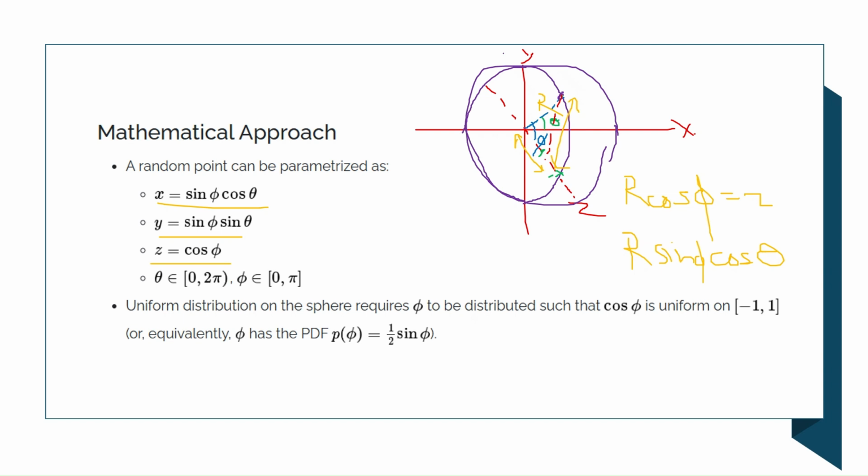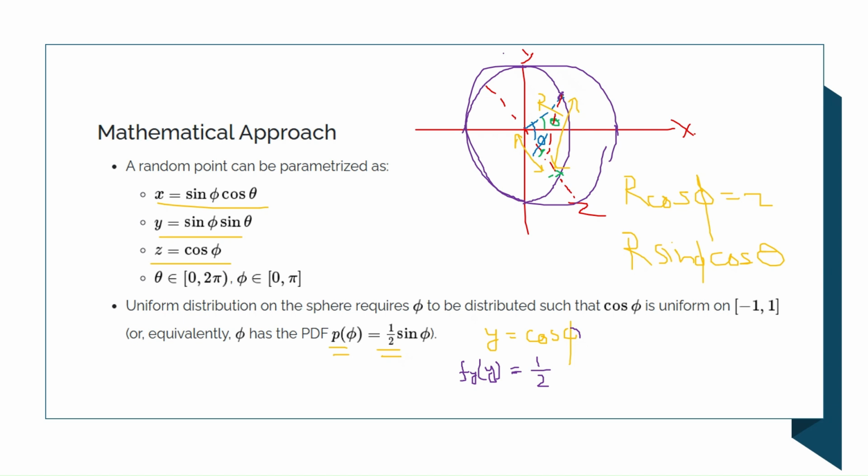Now, phi is distributed such that cos phi is uniform between -1 and 1, or equivalently, we have the PDF of phi equal to half of sine phi. The way this works is that we are changing the variables of the PDF. So let's say our random variable is y equals cos of phi, and this is uniformly distributed between -1 and 1. So the PDF f of y is equal to 1/2 because it's a uniform distribution between -1 and 1.